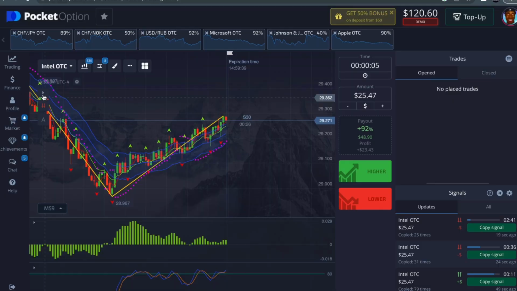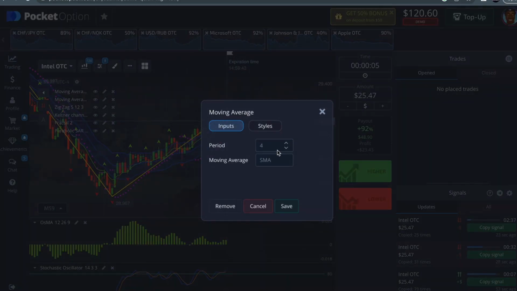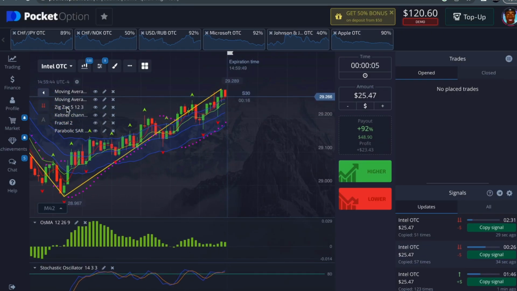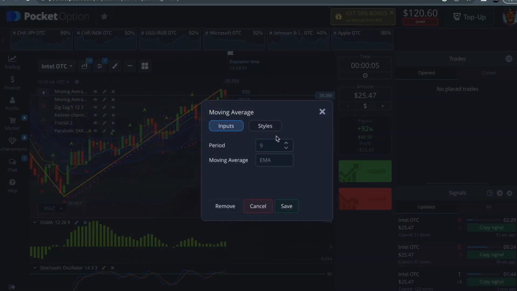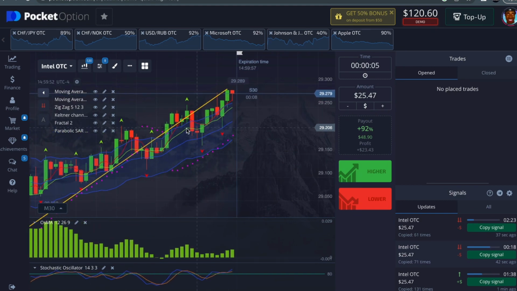But anyway, so we have a moving average right here. We have a moving average of 4 SMA, and this color is red. So this is the red line that you see right here. And then you have another moving average of 9 EMA, and that is the green line, guys. And the pixels don't matter. That's just the thickness of the line.